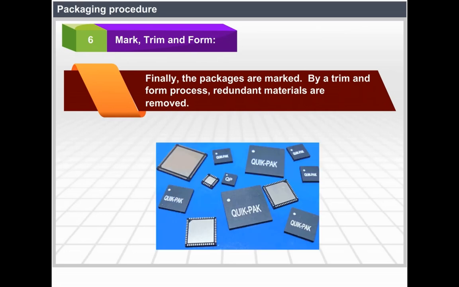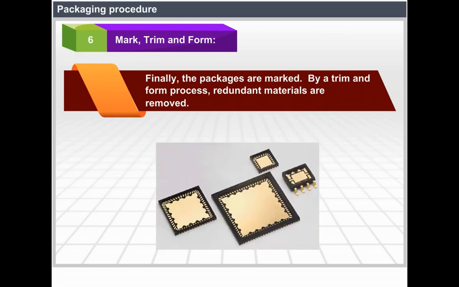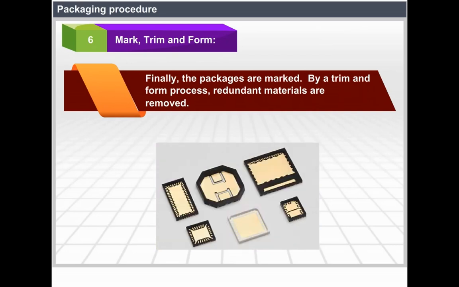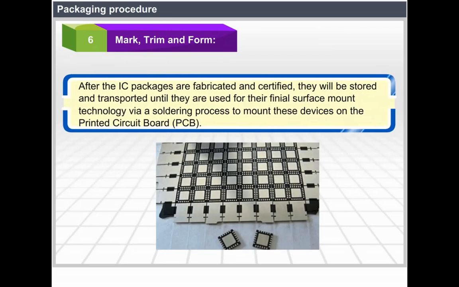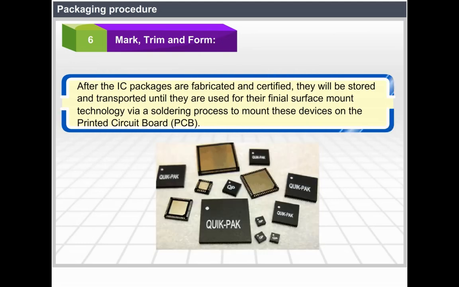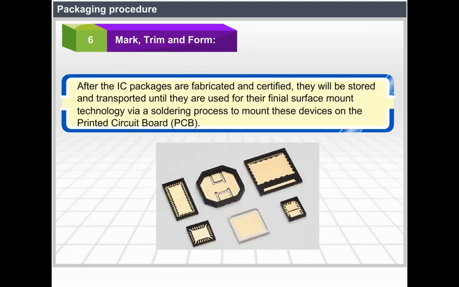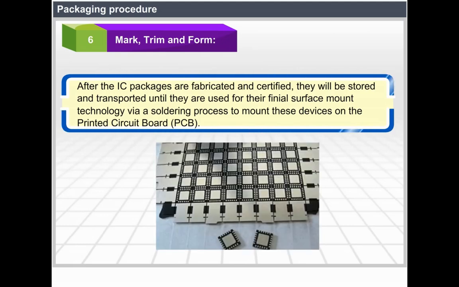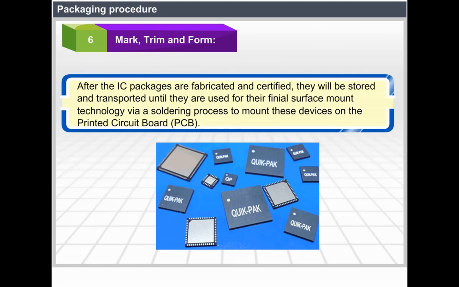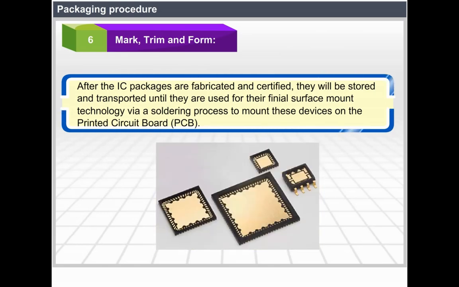Mark, trim, and form. Finally, the packages are marked by a trim and form process where redundant materials are removed. After the IC packages are fabricated and qualified, they will be stored and transported until they are used for their final surface mount technology via a soldering process to mount these devices on the printed circuit board.